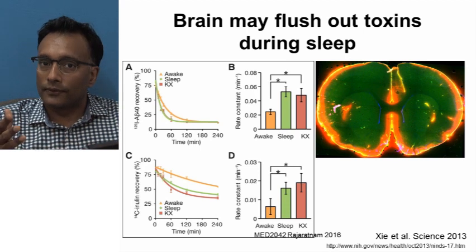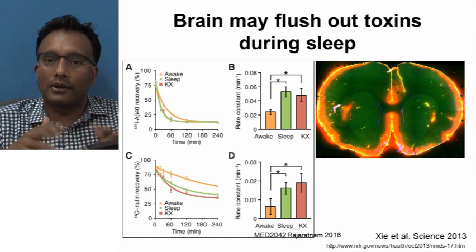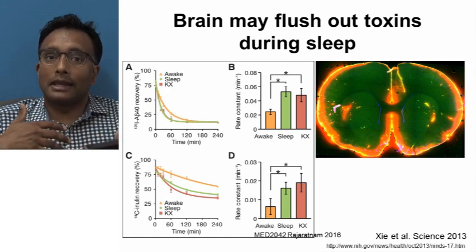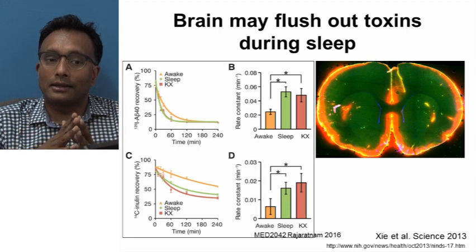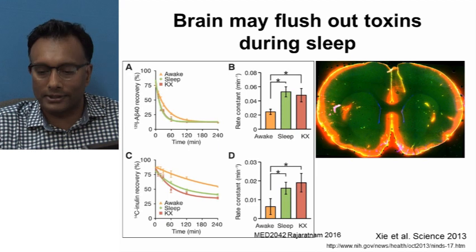So the conclusion from this work is that sleep also plays an important role in clearing out toxins, and therefore disruption of sleep, that is one of the mechanisms where they think that disruption of sleep could be linked to disease, such as Alzheimer's disease.